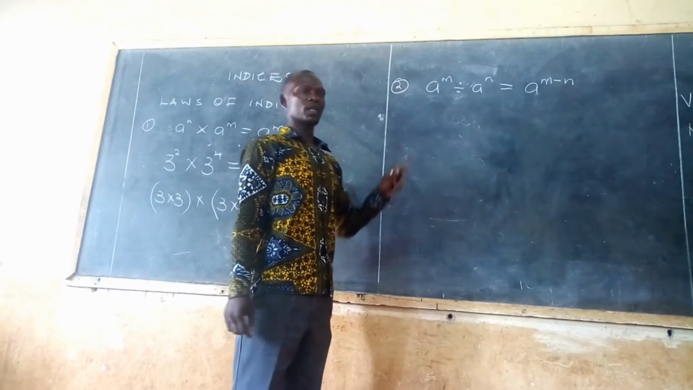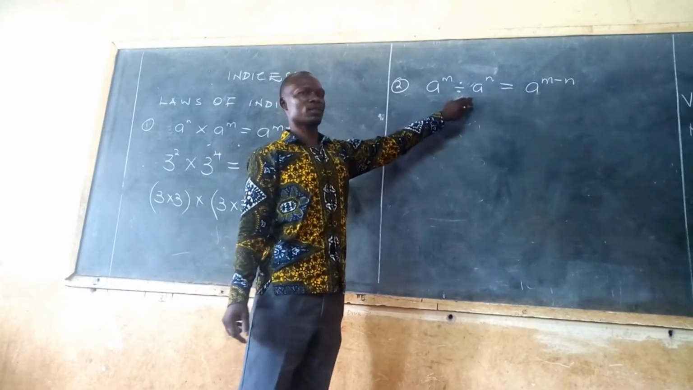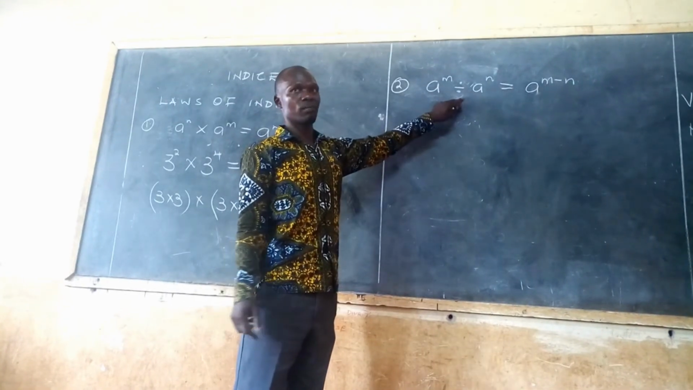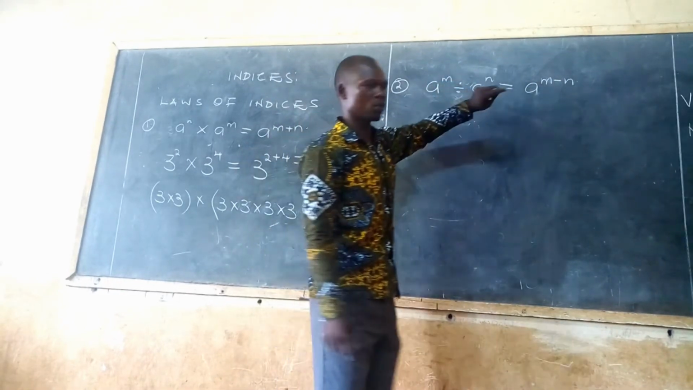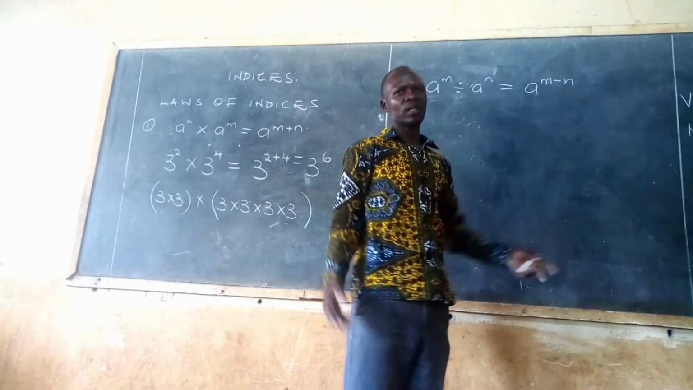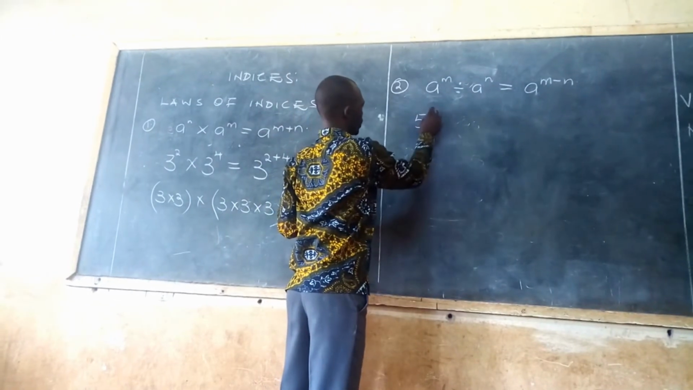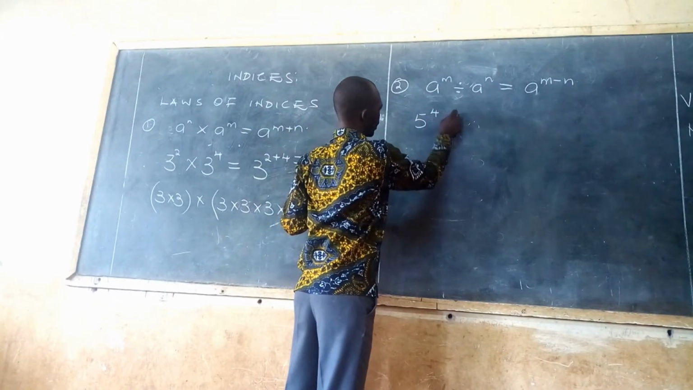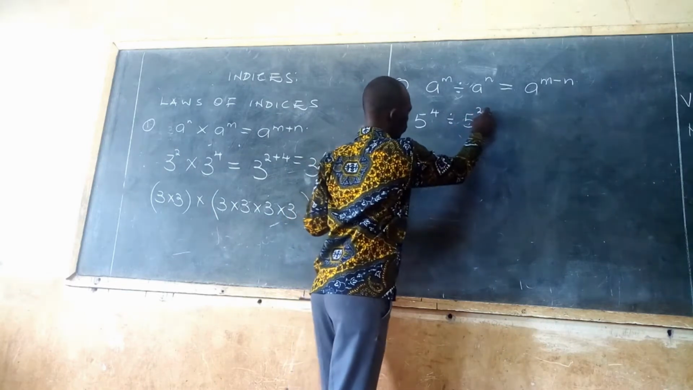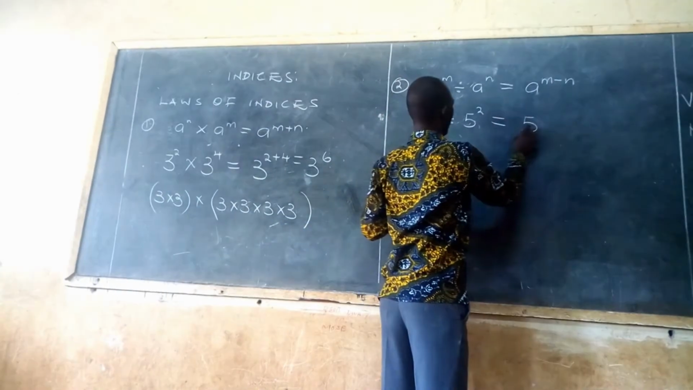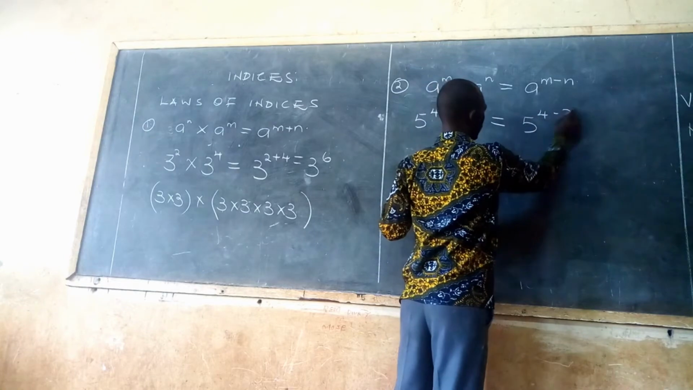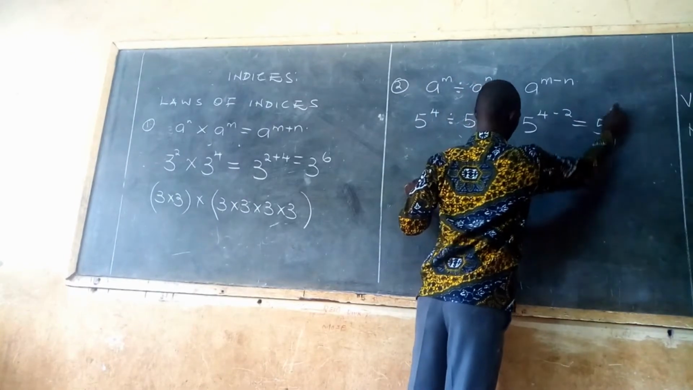In other words, if you are dividing numbers of the same base but different indices, all you need to do is to take away their indices. An example again, if you have 5 to the power 4 divided by 5 to the power 2, this one should give you 5 to the power 4 minus 2, which is 5 squared.